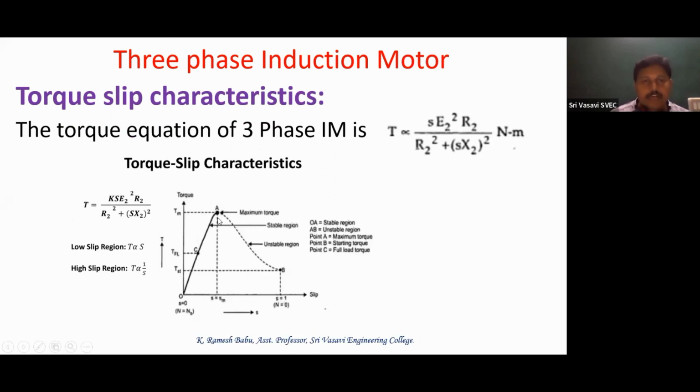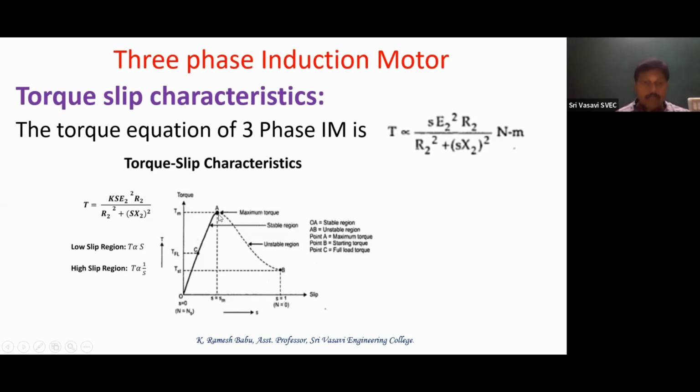So this is the low slip region, and this is the high slip region. That means the three-phase induction motor cannot continue to rotate at any point in the high slip region. So that's why the high slip region is also called the unstable region of operation. The low slip region is called the stable region of operation.